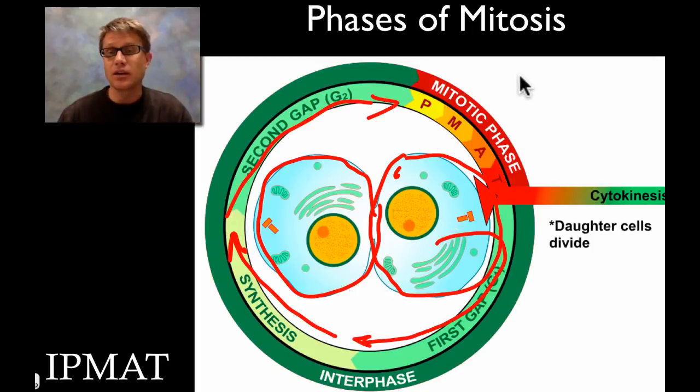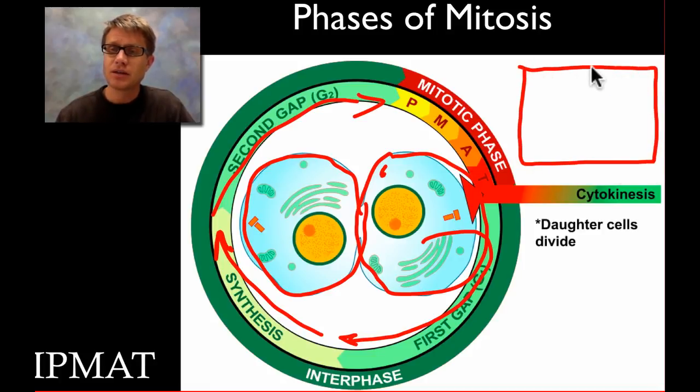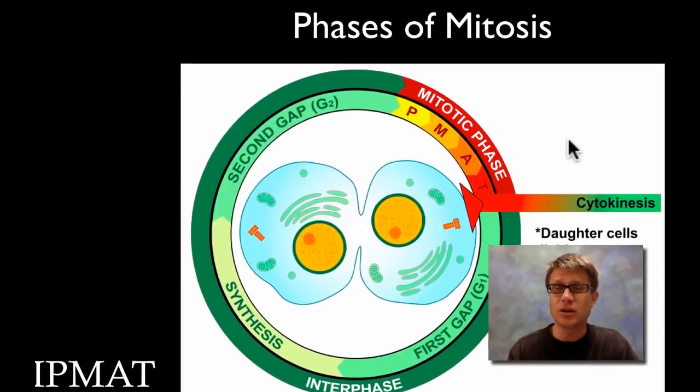Now what we're looking at here is animal cells, but plant cells will do something similar. The only difference is that instead of pinching in half, because they can't really do that since they have a cell wall, they'll build something called a cell plate. That's going to form right here in between the cells, and that'll eventually form a new cell wall, and eventually we'll have two cells as they split in half. But aside from that, it's pretty much the same way.